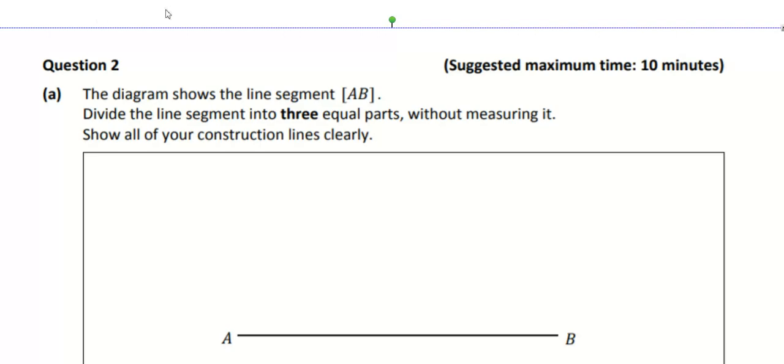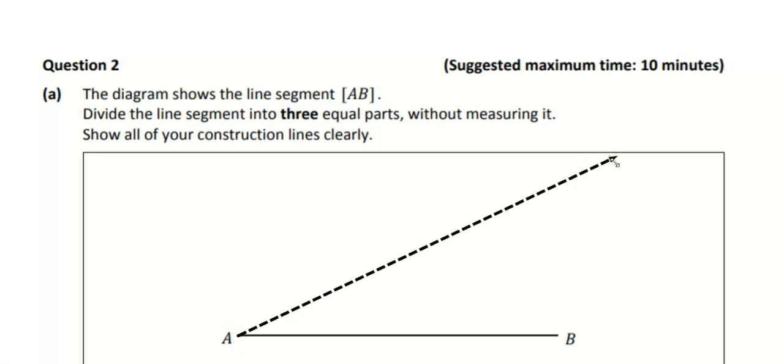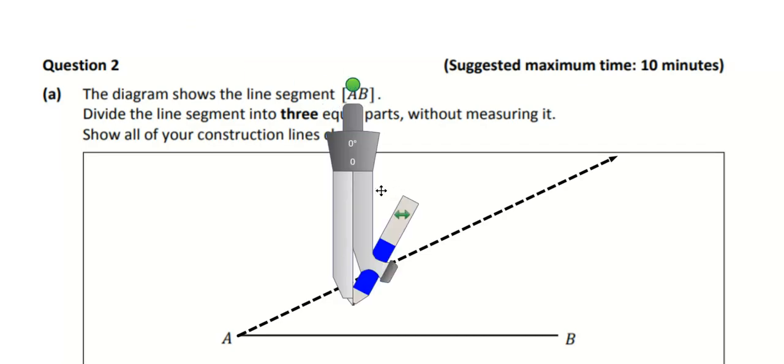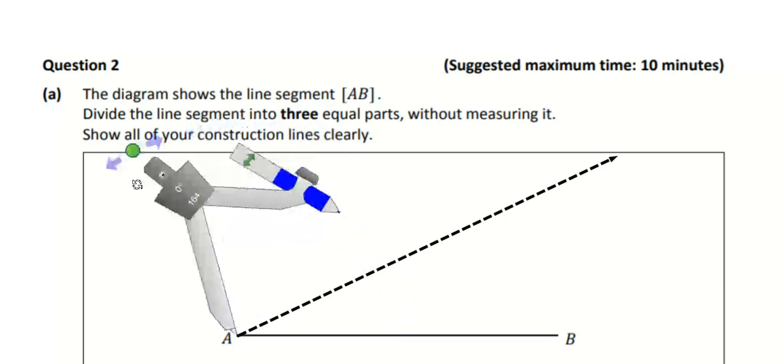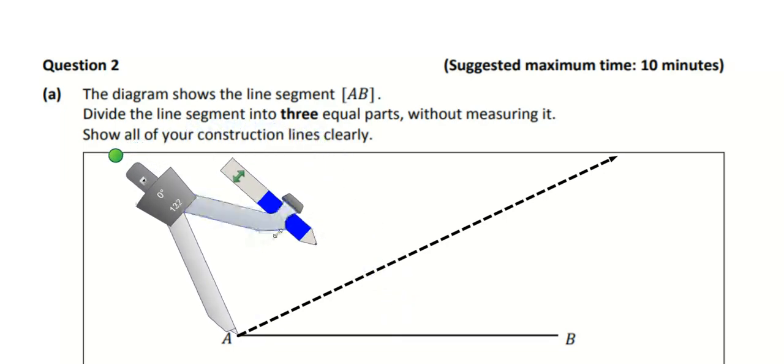Have to divide this into 3 equal line segments. So first of all, I just grab a line and draw it out as long as I can. I get a compass like so. Where is my compass? Alright, pick 3 random lengths. Any length I want, to be honest. Just once it fits in.